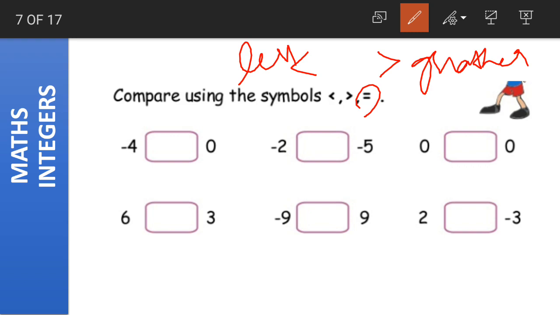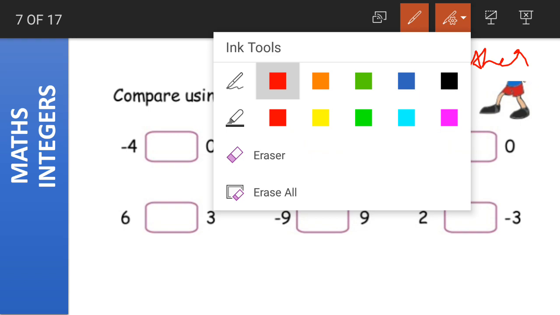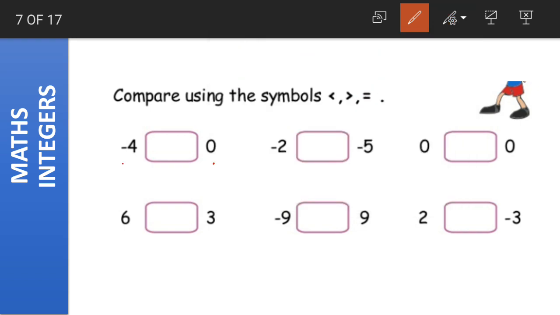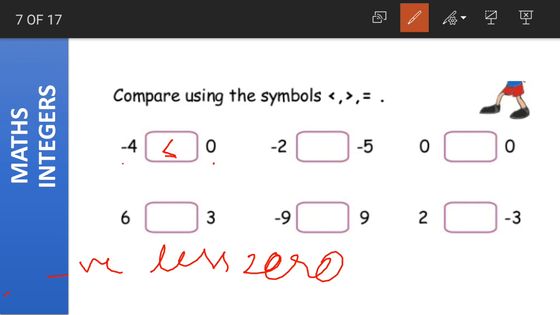The first comparison given here is -4 and 0. If you remember the statement, all negative integers are less than 0. So we place the less than symbol here. L for less than, and so the less than symbol also looks like an L. Or 0 is the bigger number here, so you open your mouth towards the bigger number.